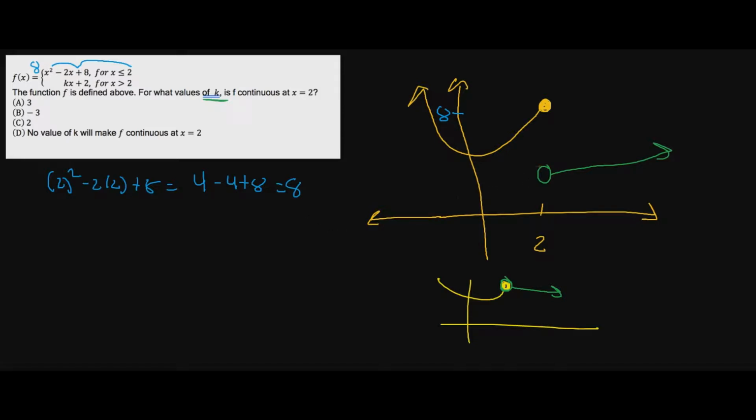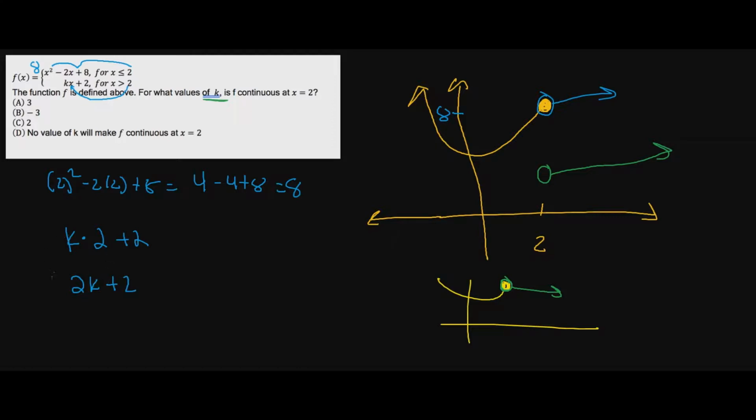Okay, and where do we want this open circle? What do we want this y value to be? Well, we want it to be 8, right? So that it starts here and then we're like this. So first of all, let's take the 2 and plug it in for x here, right? So we get k times 2 plus 2. In other words, this is 2k plus 2.